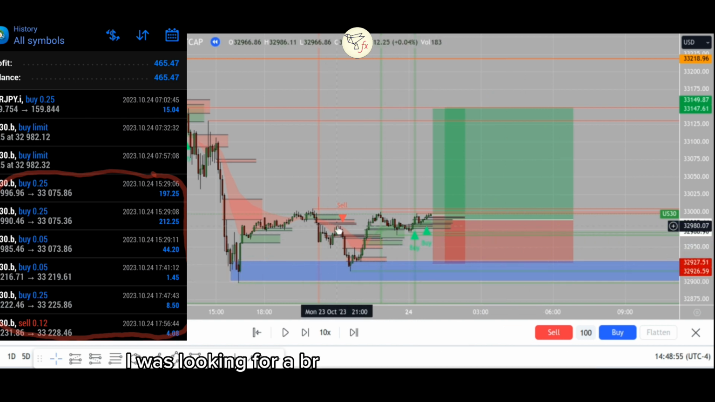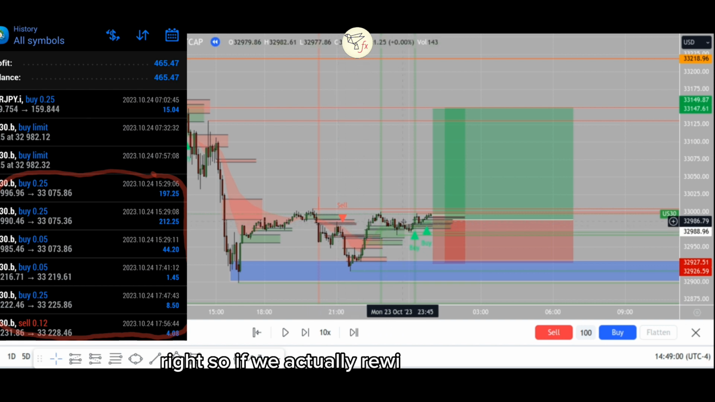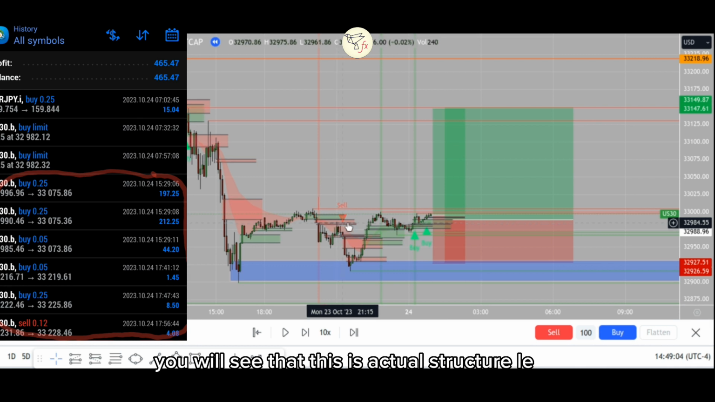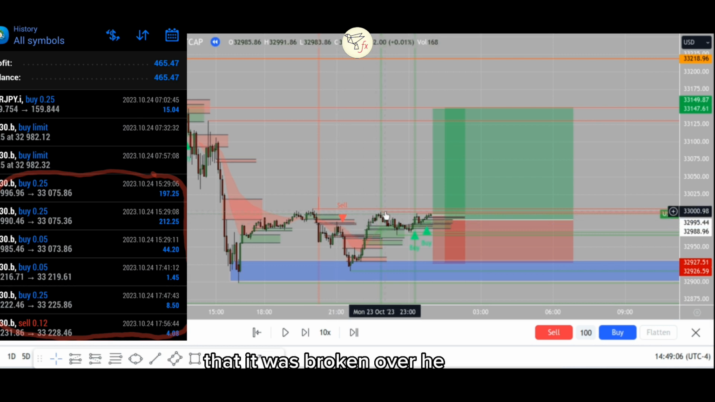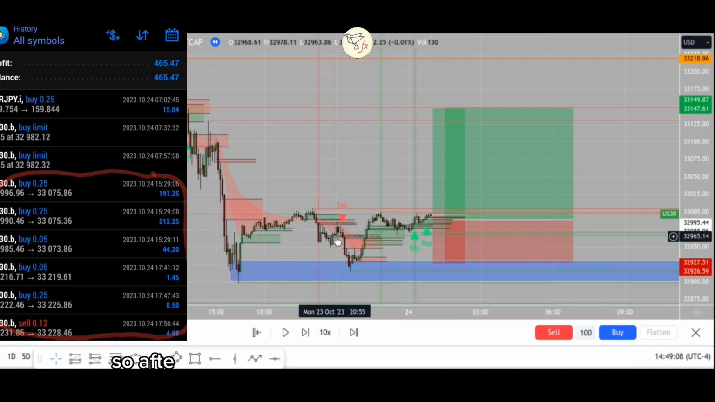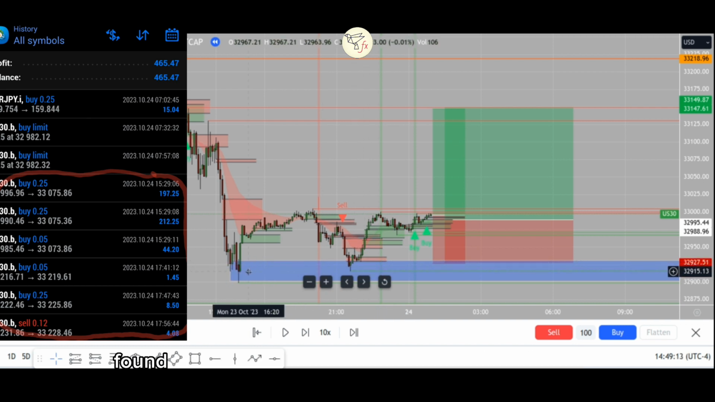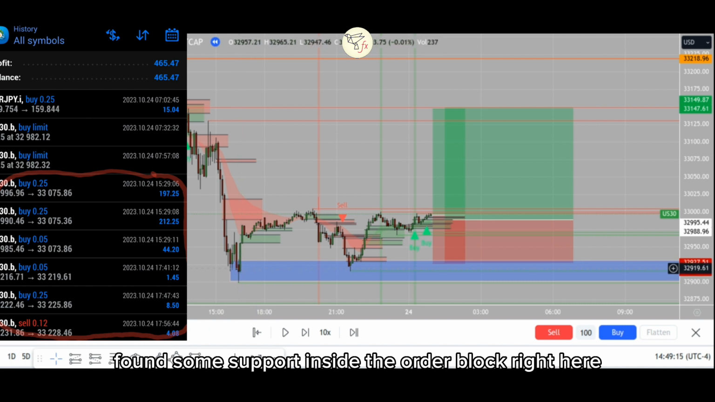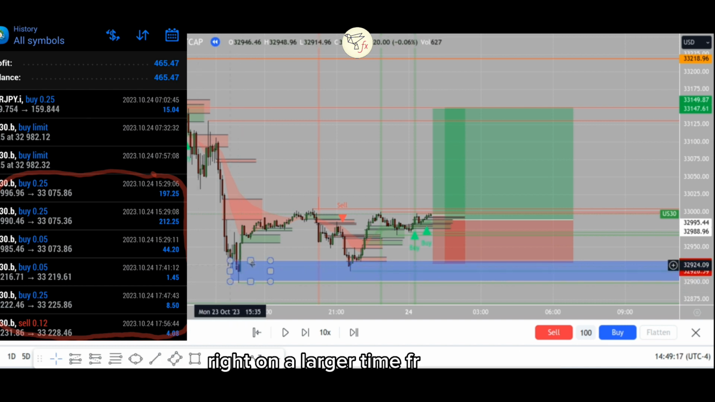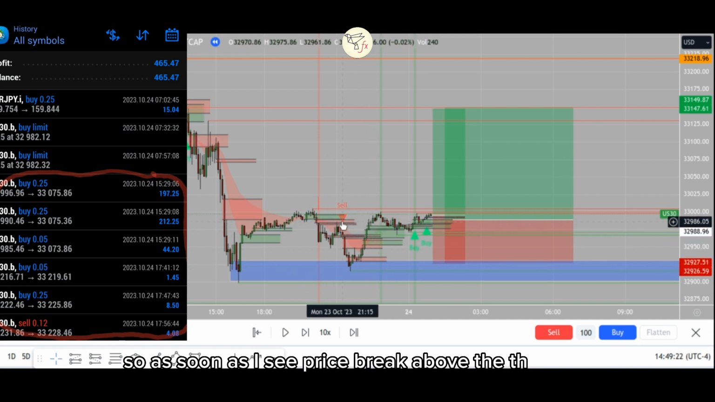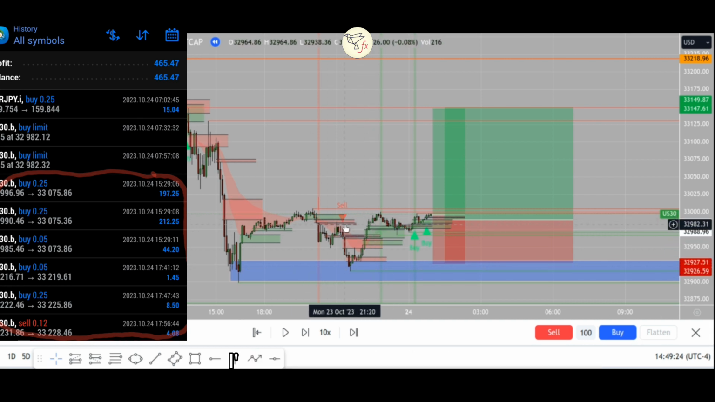And I was looking for a break of some type of structure, right? If we rewind the time back and play these bars back, you will see that this is the actual structure level that was broken over here. So after we see that price pulled down into this zone and found some support inside the order block here and over here on a larger time frame, as soon as I see price break above this structure level, I'm looking for the bias, right? So we get a buy signal.